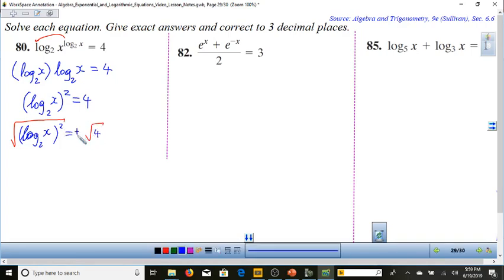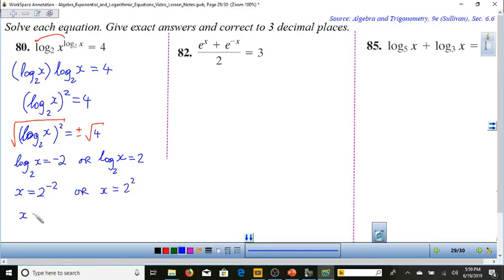Not just the square root, plus or minus the square root of 4. So even though we cannot plug in a negative into logarithms, we can get a negative answer. So what we have here is log base 2 of x can be equal to -2, or log base 2 of x can be equal to +2. If we rearrange this, we see then that x would be equal to 2 to the -2, or x would be equal to 2 squared.